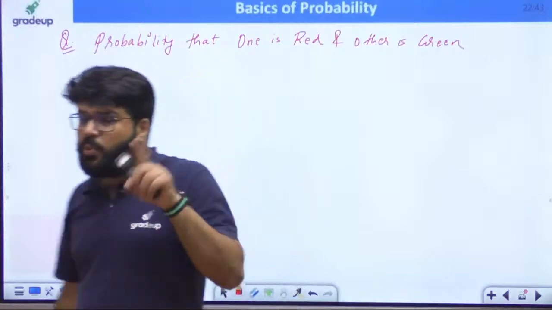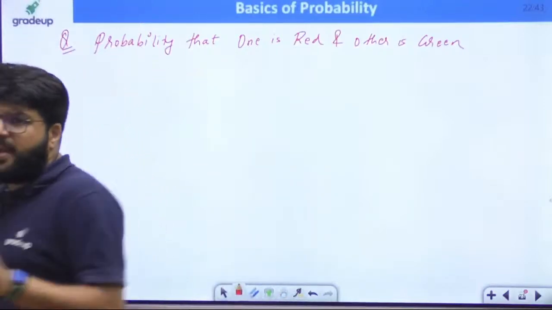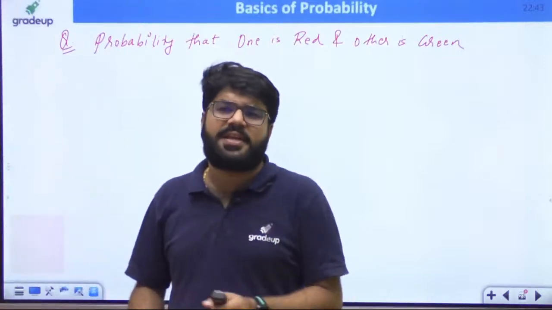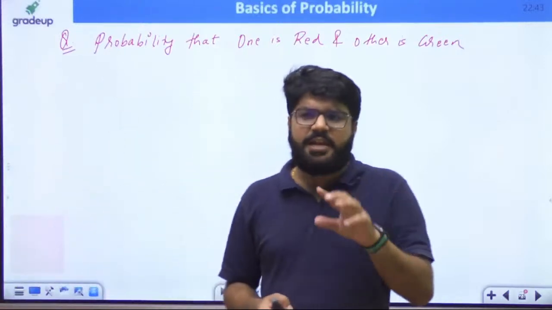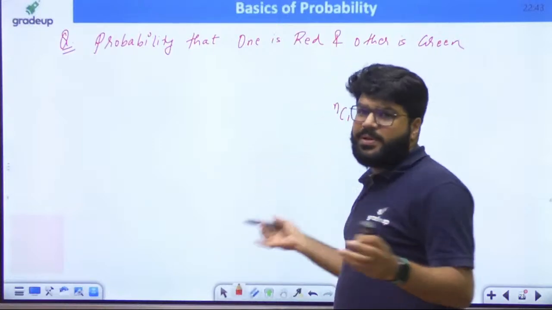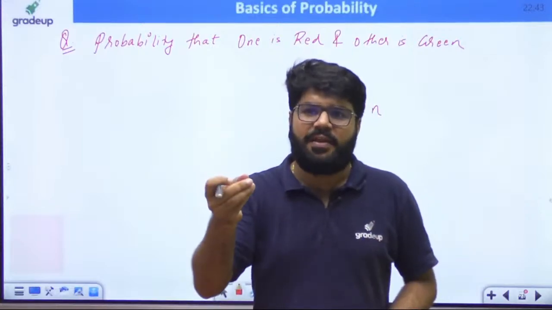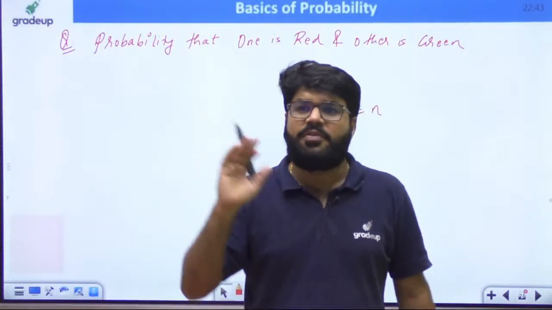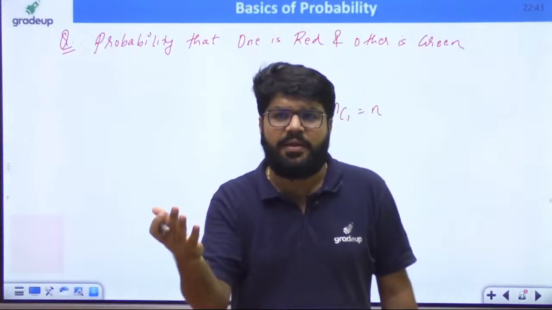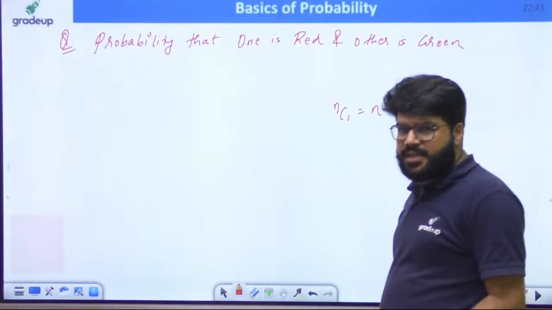What is the probability that one is red and the other is green? Yeah, Sakshi, your statement is correct. But let me tell you, whenever it is NC1, it is always equal to N. So personally, I don't have the habit of writing 8C1 or 7C1 or 15C1, because that is always equal to N. So why write a combination there? But your argument is exactly what I am writing, Sakshi.